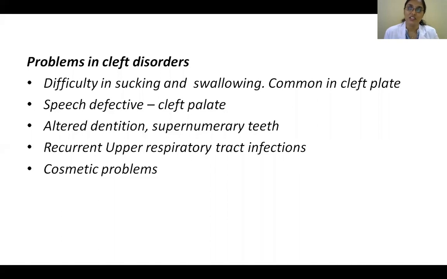So what are the difficulties? As I told you, the 6th to the 9th week is more critical for the development of the palate, and cleft palate is more harmful compared to that of the cleft lip.